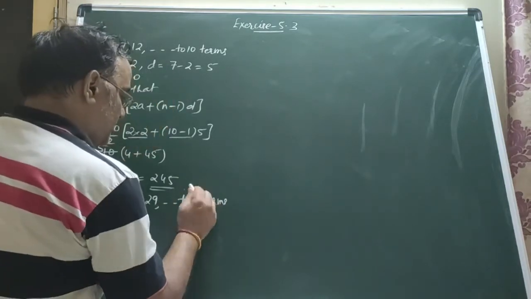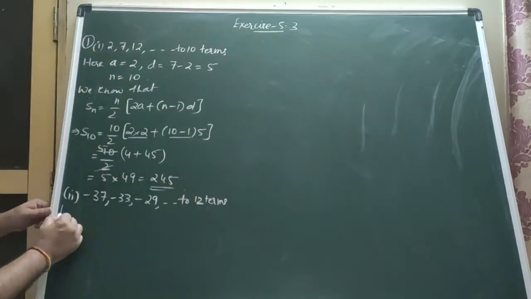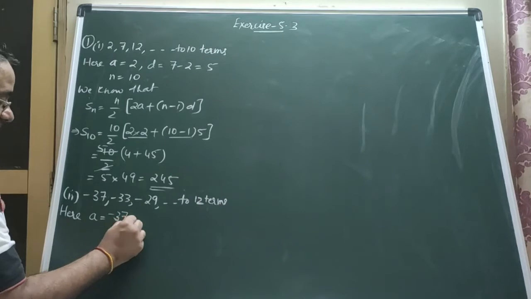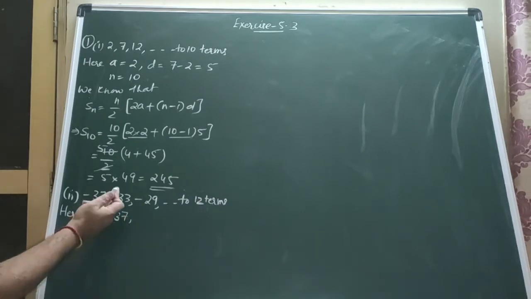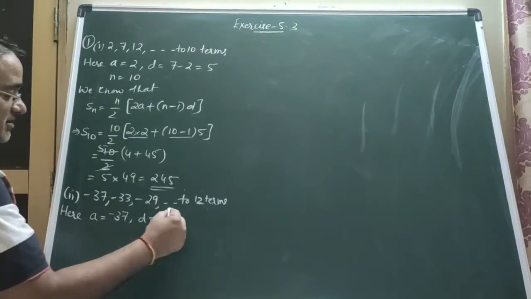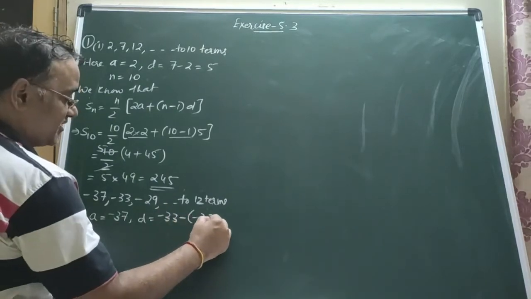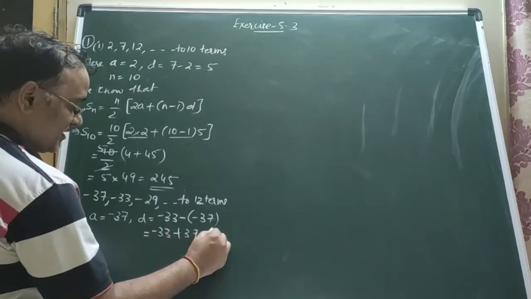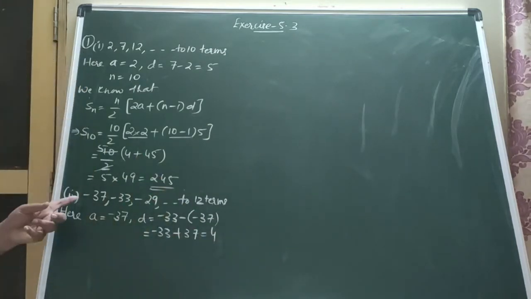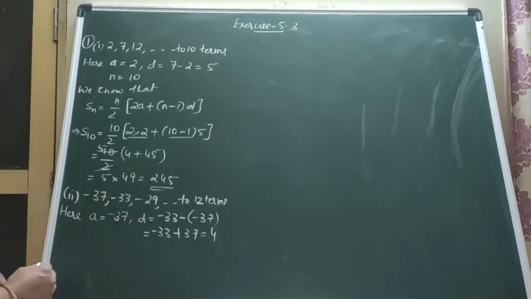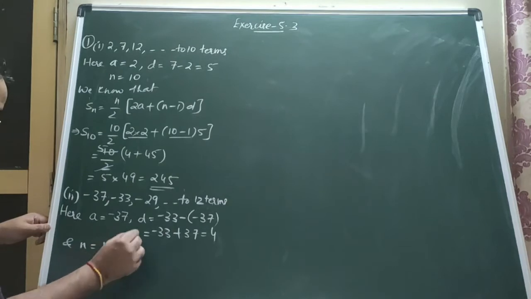12 terms are given in the question. Right. So here the first term is minus 37. And the common difference is the second term minus the first term, that is minus 33 minus of minus 37. So we'll get plus 37, so plus 4. Now see, this is increasing order, so the sign of d should be positive. And n is equal to 12.